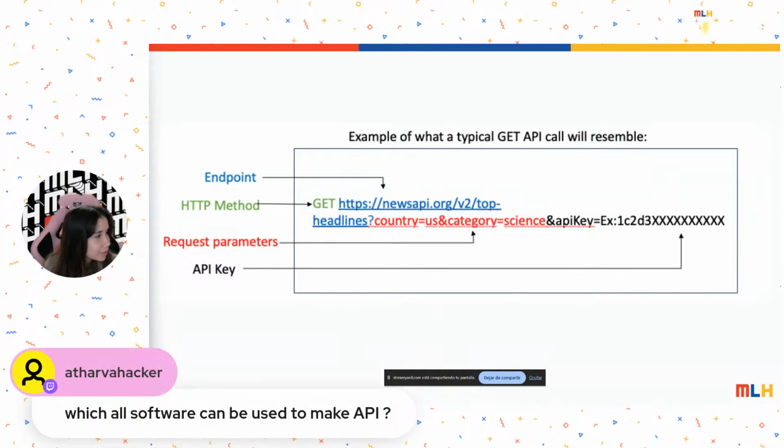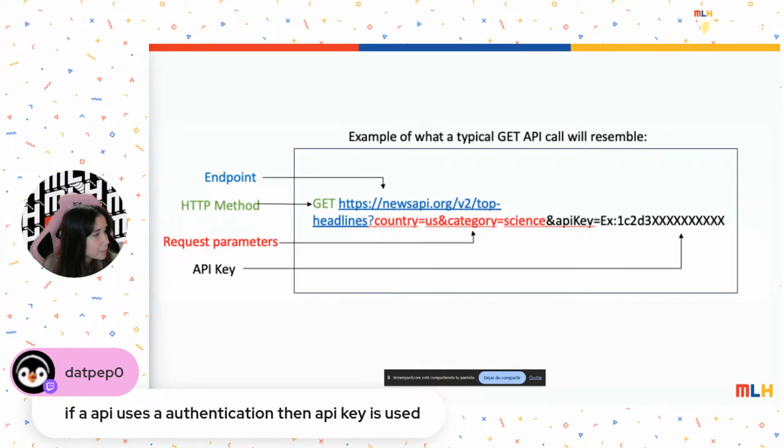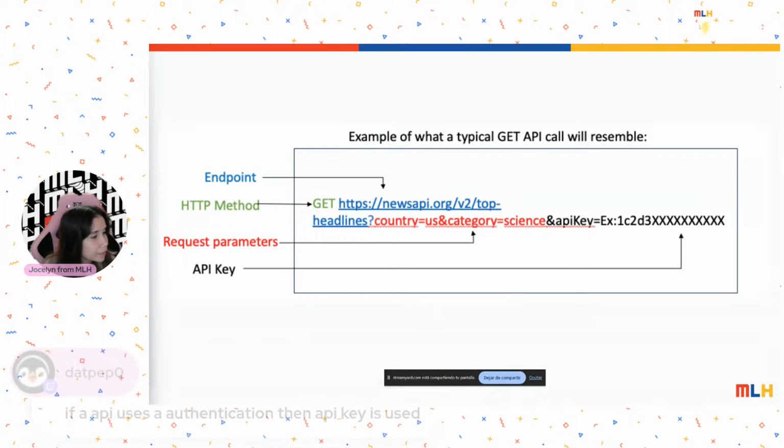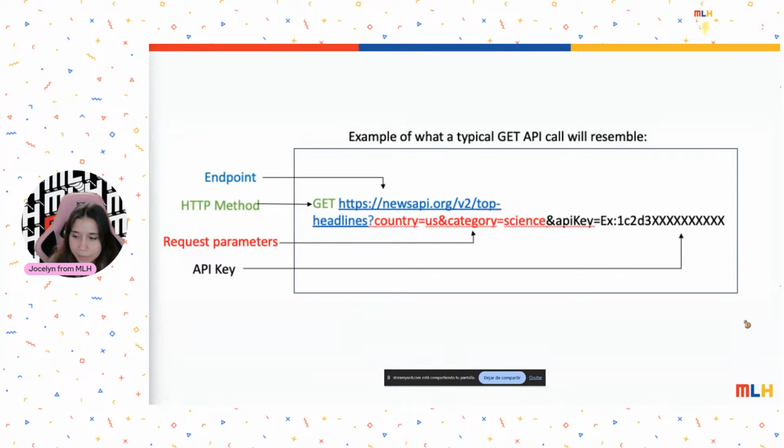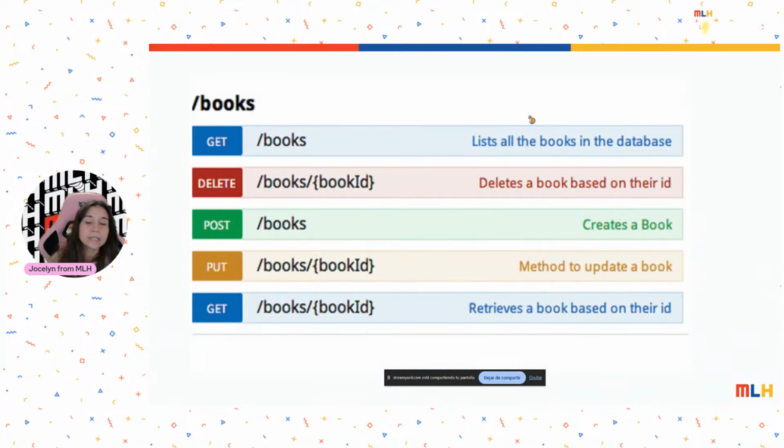So which software can be used to make an API? Okay, perfect. We will see that in a second. If an API uses authentication, then an API key is used. Yeah, thank you for answering that question.